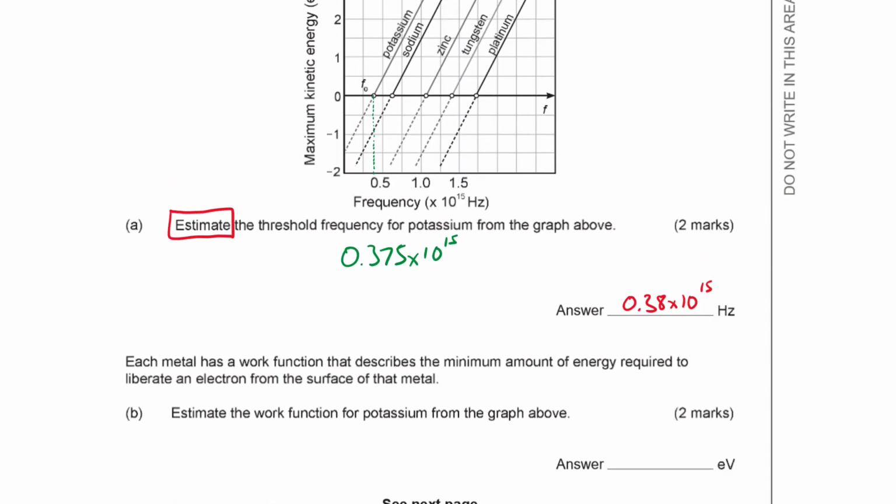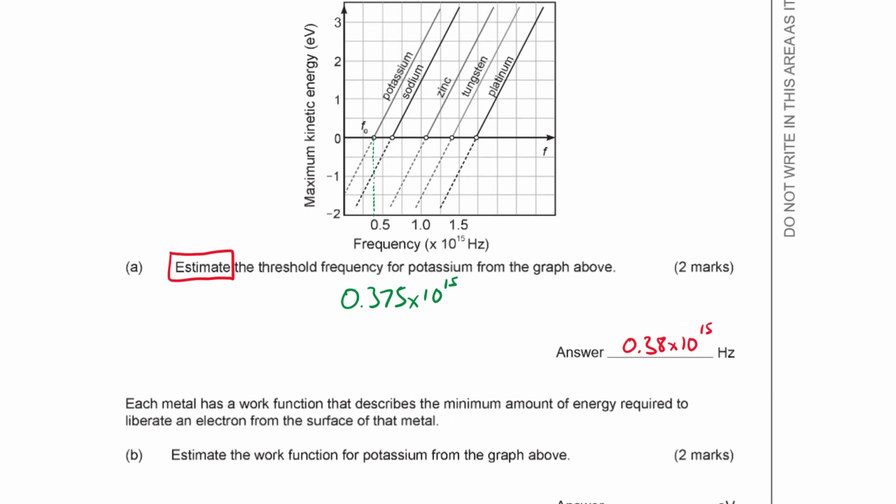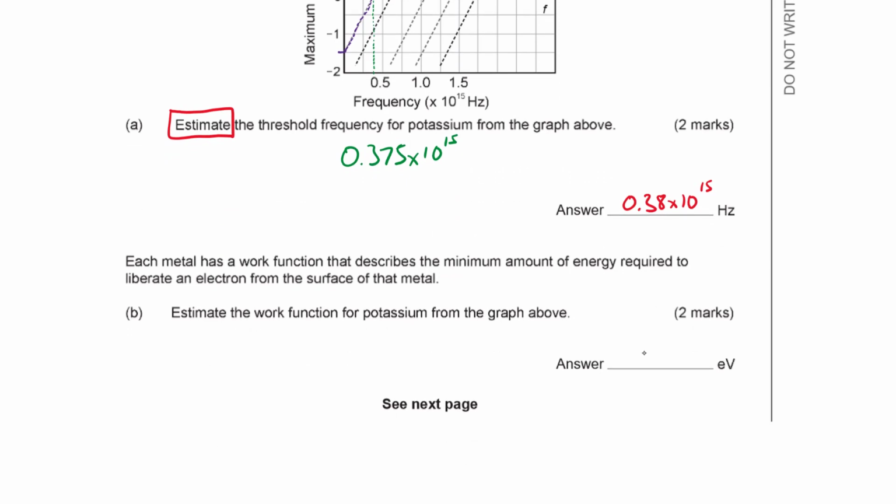Another estimate question. Estimate the work function for the potassium from the above graph. The work function, again we're using potassium, is given by the intercept with the y-axis here. So I can see that it's just about negative 1.5 on the graph. So I'm going to go ahead and give my answer as 1.5 electron volts. Again, to two significant figures.